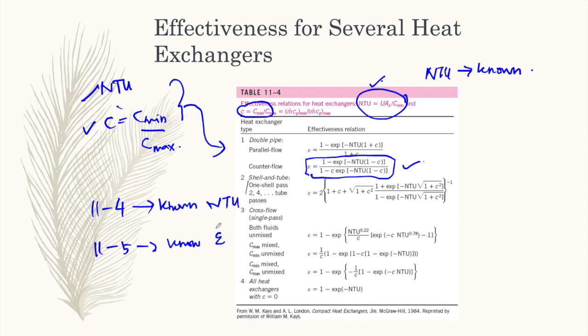Normally, the equation that provided you with effectiveness will ask you about the area or length of the heat exchanger, because from effectiveness you can get the NTU. Then from NTU you can get the surface area. From the surface area they might ask you about the diameter or maybe the length of the heat exchanger.